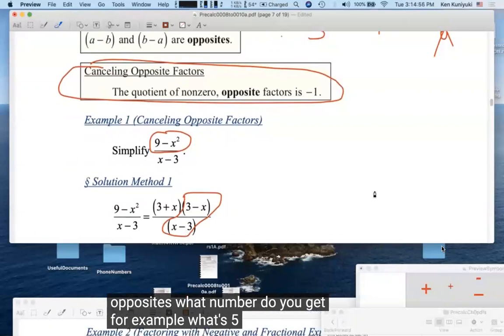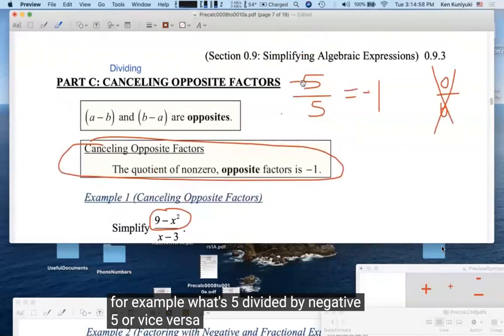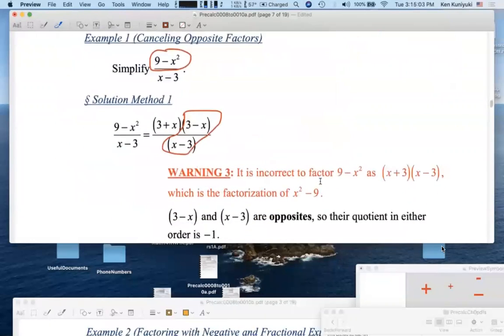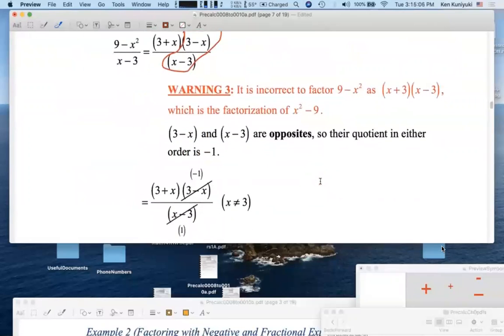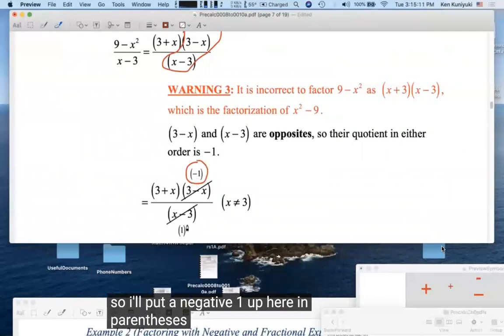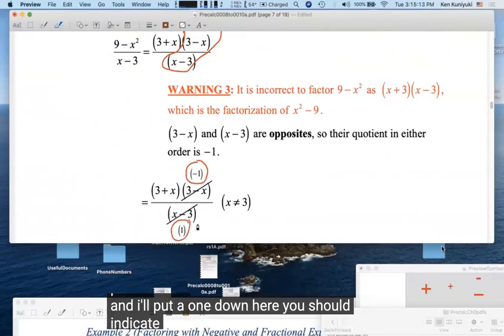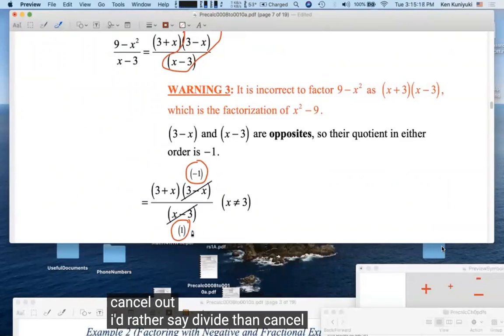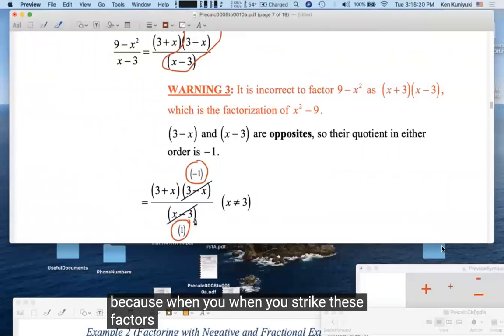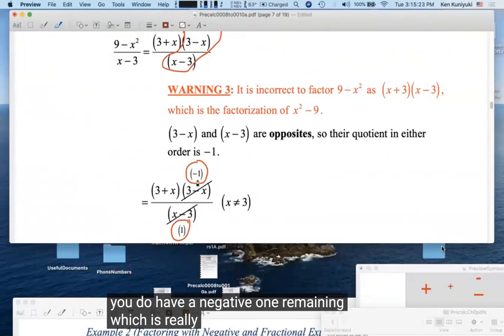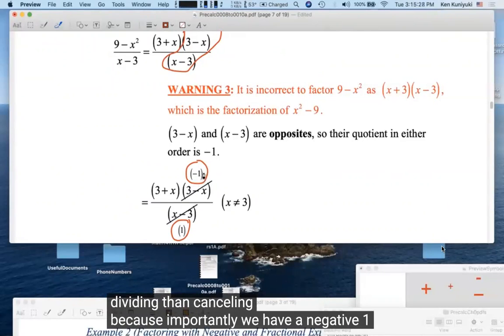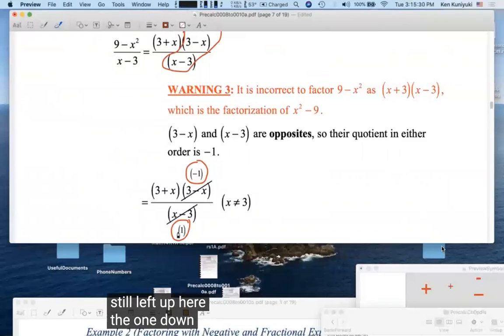For example, what's 5 divided by -5? Or vice versa. You get -1. So I'll put a -1 up here in parentheses, and I'll put a 1 down here. You should indicate what's left when you divide or cancel out. I'd rather say divide than cancel because when you strike these factors, you do have a -1 remaining, which is really key. So I'd rather say dividing than canceling because importantly, we have a -1 still left up here. The 1 down here is more for form.